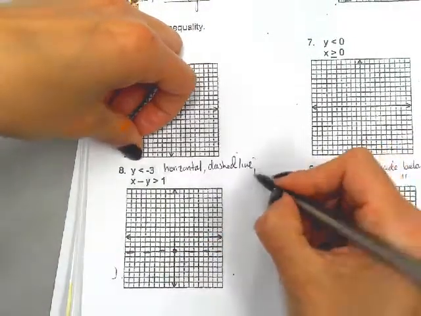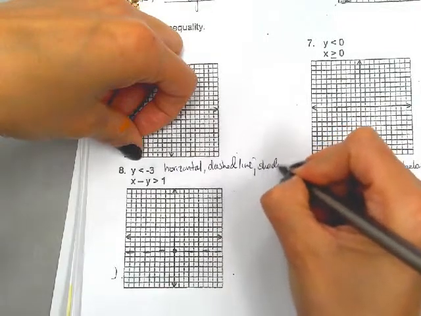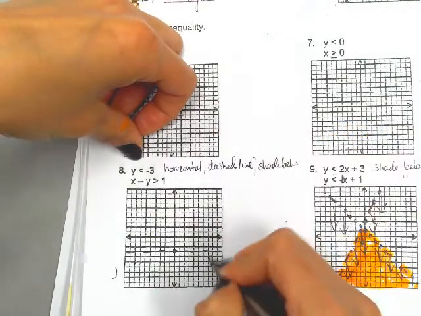And less than is going to shade below, right? Just like the last one. So put arrows pointing down.